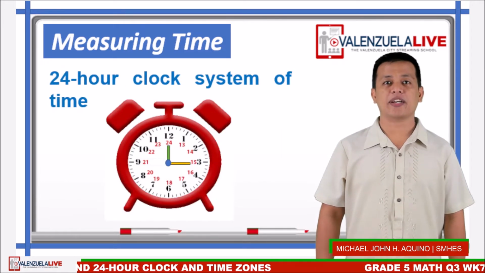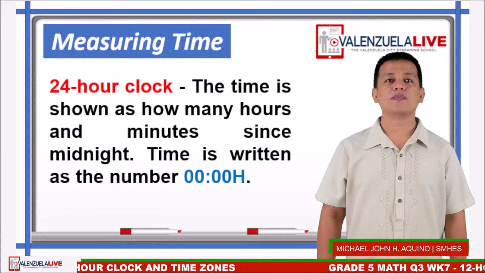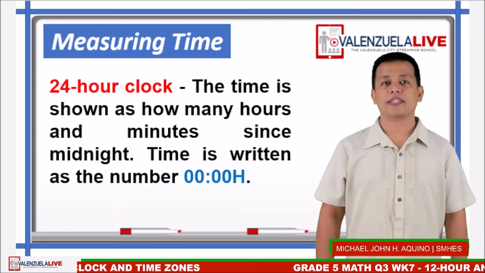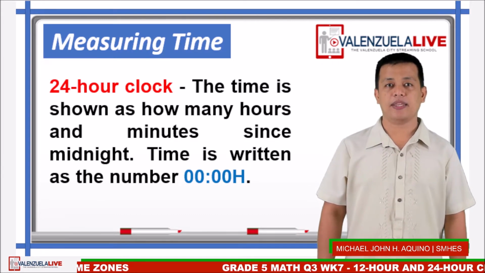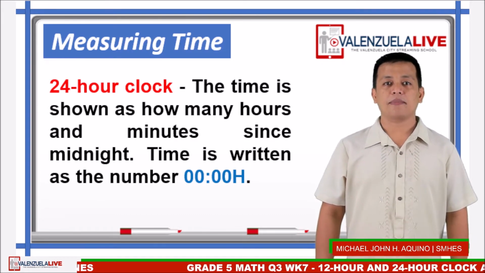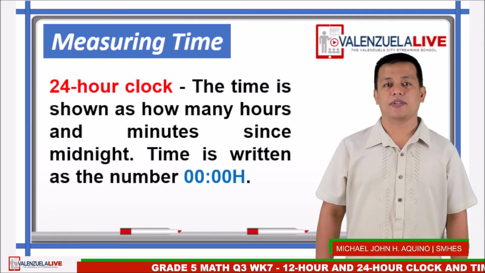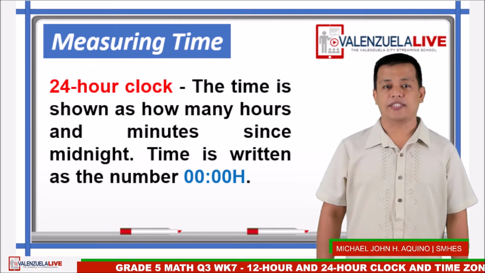For the 24-hour clock system, the time is shown as how many hours and minutes since midnight. Time is written as the number, 0 hundred hours.